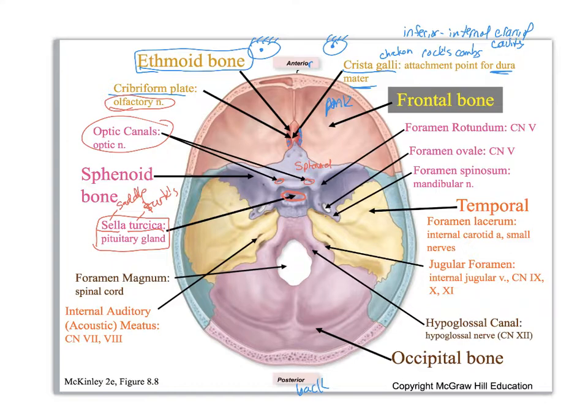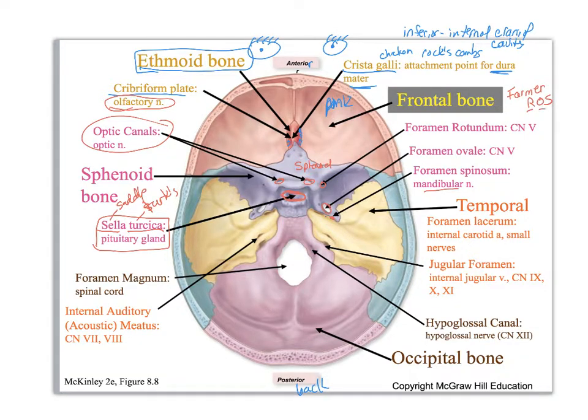Now, off to the side of the Turkish saddle, or sella turcica, we have three little holes. They are the foramen rotundum, where cranial nerve 5 goes through, the foramen ovale, which also has a segment of cranial nerve 5, and then over here, very difficult to see in this view, is the foramen spinosum, which has a strand of the mandibular nerve going through it. So, somewhere you will see references to Farmer-Ross.